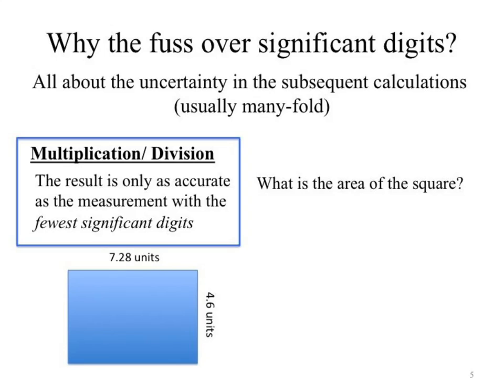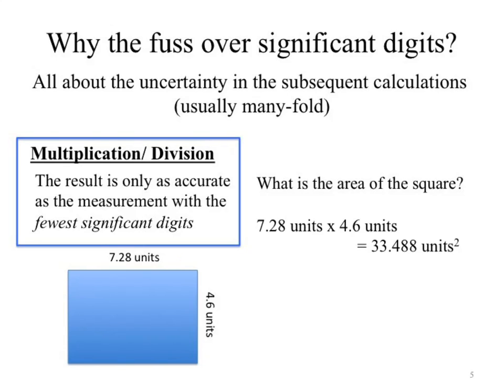7.28, we have how many? 4.6. We have 2 sig figs. So we would go through and set up our multiplication. How do we figure out the area of a square? Length times height, or width times length, however you want to say it. And we can multiply those two together. And if we take a look at our calculator, we'd get 33.488 units, technically squared.